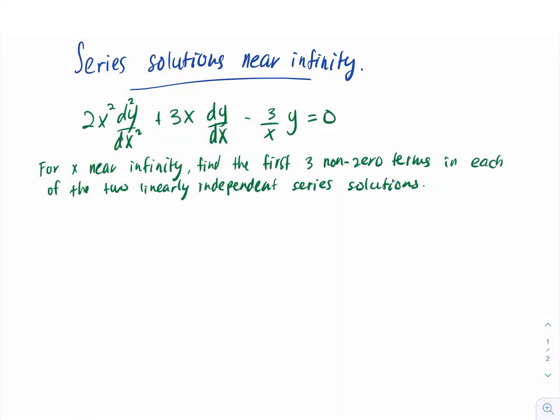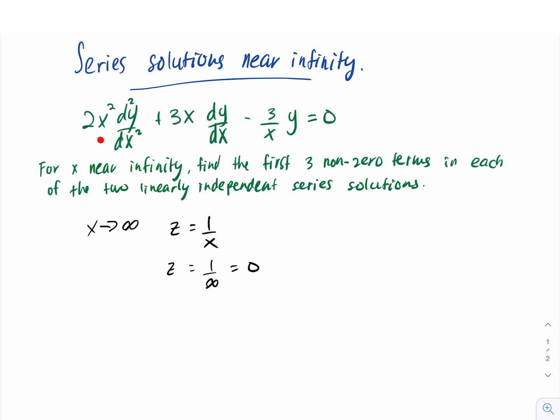Now let's look at the case of series solutions near infinity. For example, we have this differential equation, and the question is, for x near infinity, find the first three non-zero terms. So for x near infinity, first we have to let z equal 1 over x, because when x approaches infinity, we have 1 over infinity, so z equals 0. Therefore, that's why we have to let 1 over x equal z.